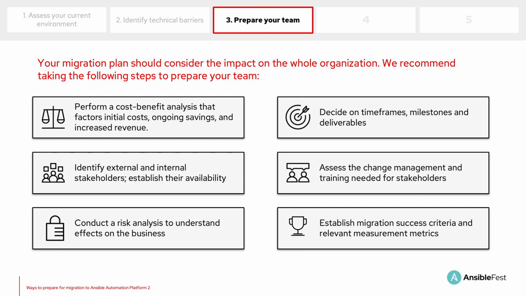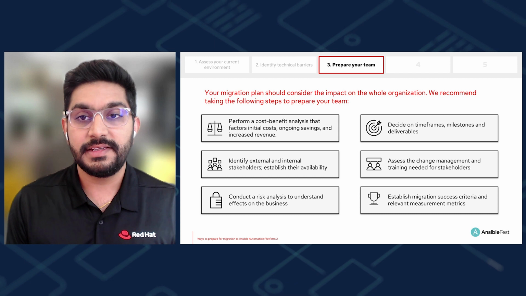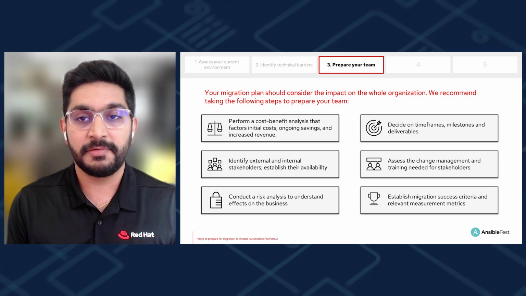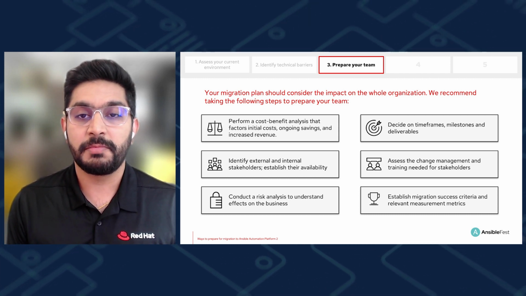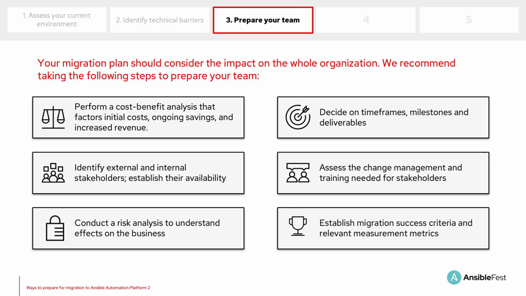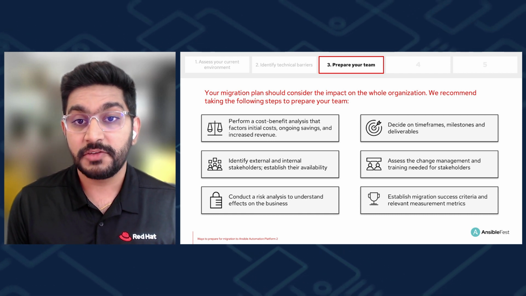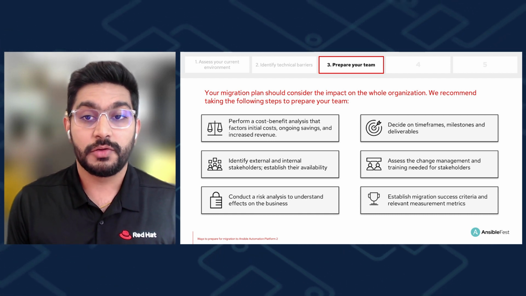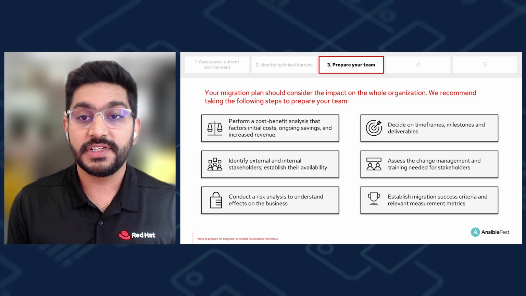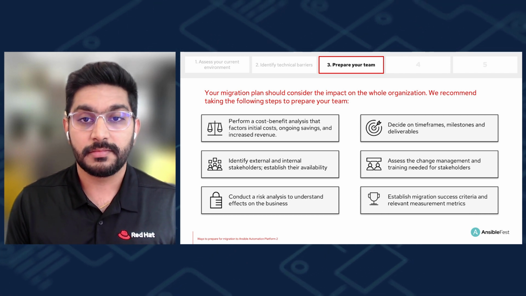Third way, prepare your team. You should perform a cost-benefit analysis that factors initial costs, ongoing savings, and increased revenue. Look at the technical barriers. These can be anything from infrastructure availability to change in deployment patterns. Identify external and internal stakeholders and establish their availability. Stakeholders can be automation developers as well as ops team using automation. They all need to be aware of changes that come with the migration.